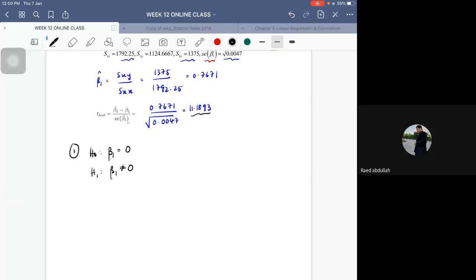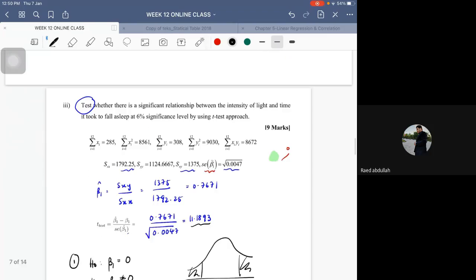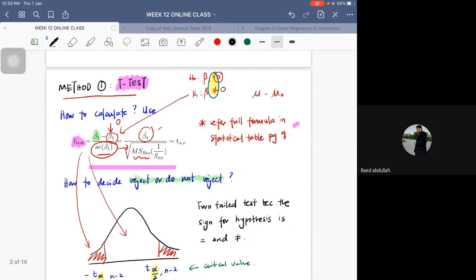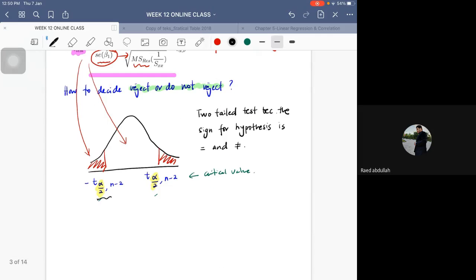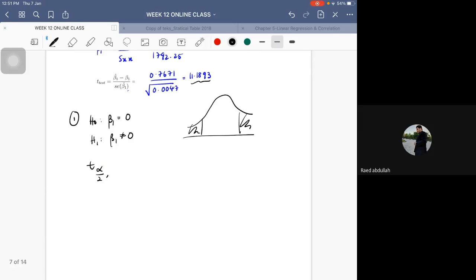But before we do the test, we also need to find the critical value. For this case, remember that this is going to be a two-tailed test. Therefore, our critical value is going to be given by t alpha over 2. I can't remember what the other parameter is, I think it's n minus 2. Let's refer back to the notes just now. I think the critical value is given by t alpha over 2, and the next parameter is n minus 2.